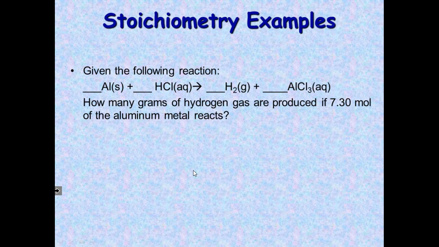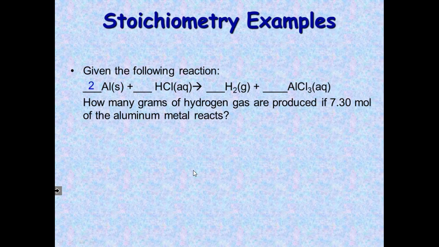So with this particular example, again, it's not balanced. We have aluminum and HCl making hydrogen gas and aluminum chloride. We want to know how many grams of hydrogen gas is made if we have 7.30 moles of aluminum reacting. So if we balance and we look first, we see that aluminum is in balance. We have 1 on both sides. Hydrogen is not. We have 1 on the left side and 2 on the right. We have 1 chlorine on the left and 3 chlorines on the right. Well, if we've already got a 2 in front of the HCl to balance out the hydrogens, but yet we need 3 chlorines, we're going to have to multiply 2 by 3 to get 6.